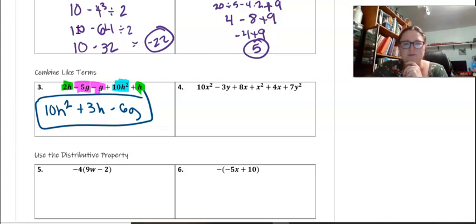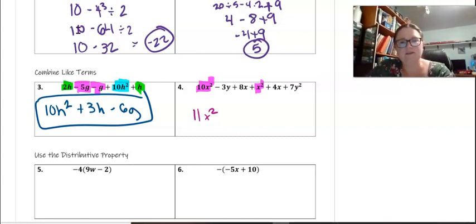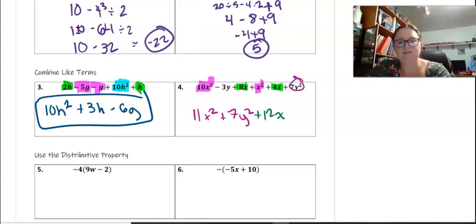All right, for number 4, we now have a bunch of x squareds and y squareds. So again, I'm going to start by highlighting. I'm going to start with x squareds: 10x squared, x squared, and that's it. So when I do those two, that's going to be 11x squared. Remember, the squared doesn't change when we combine like terms. You have to multiply to change that. And then we have just this 7y squared that I'm just going to bring down here. 8x and 4x.